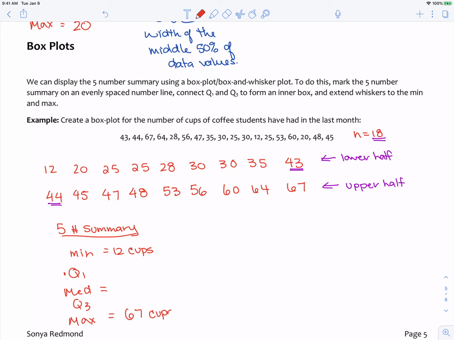That one's nice and easy. Then the median is going to be the average of the middle pair. So that's 43 plus 44 divided by 2, or you can just do that in your head to know that it's 43.5 cups.